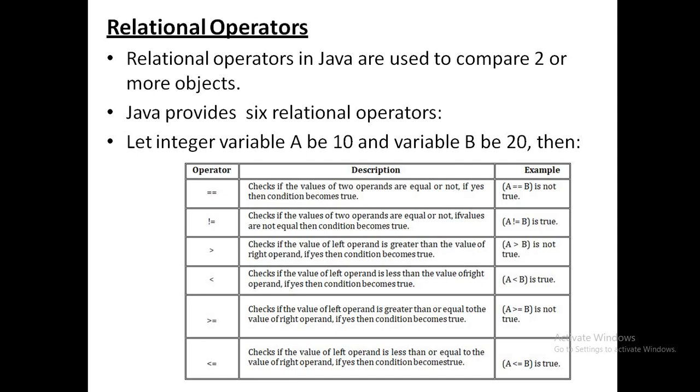and less than, it checks whether the value of the left operand is lesser than the value of the right operand. Greater than or equal to, it checks whether the value of the left operand is greater than or equal to the value that is stored in the right operand. Similarly, less than or equal to checks if the value of the left operand is lesser than or equal to the value that is being stored in the right operand.